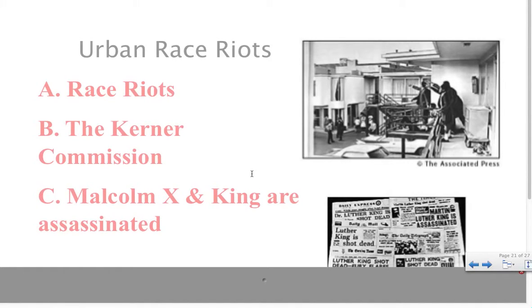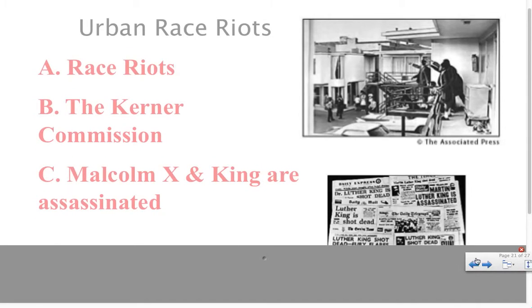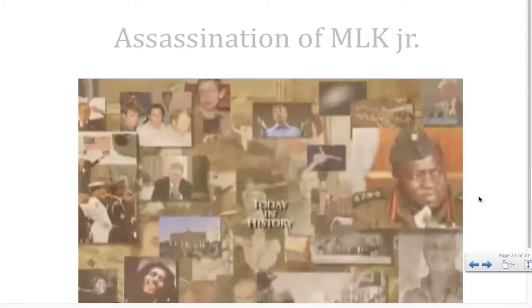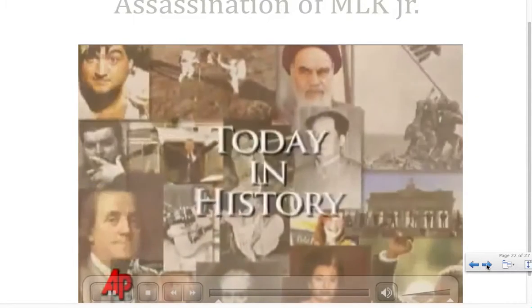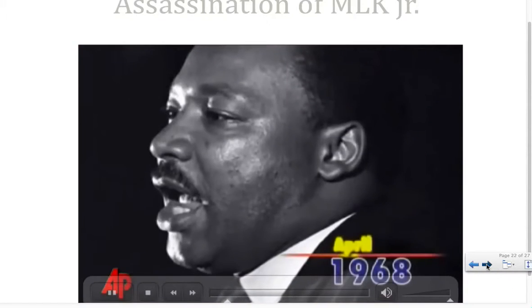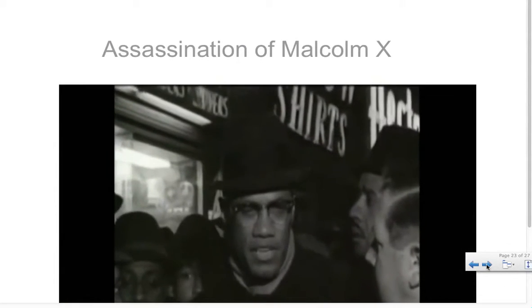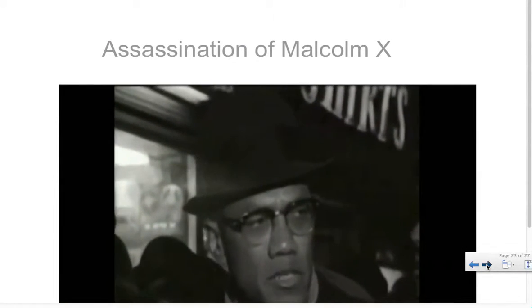Again, this is a review from last week where the Kerner Commission rules on the causes of the riots and white racism. We see the assassination of Martin Luther King Jr. on April 4th. Again, he is known as one of the most influential and controversial.